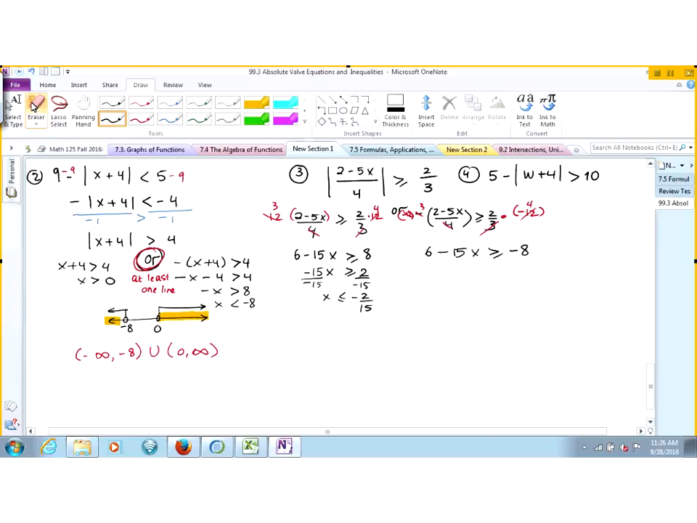How do I? Oh, I have to switch the sign too, right? What did you say, Melissa? Oh, okay. It's not too clear. Let me write it again here. So this is negative of 2 minus 5x over 4 is greater than or equal to 2 over 3, right? Now, you want to get rid of this negative, so you're going to multiply by negative 12.